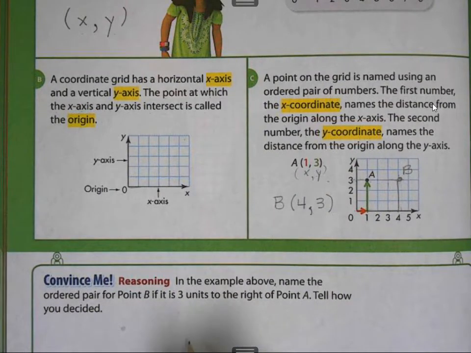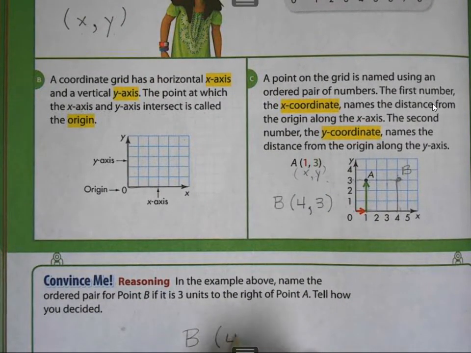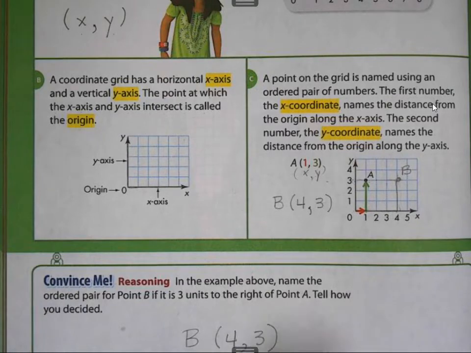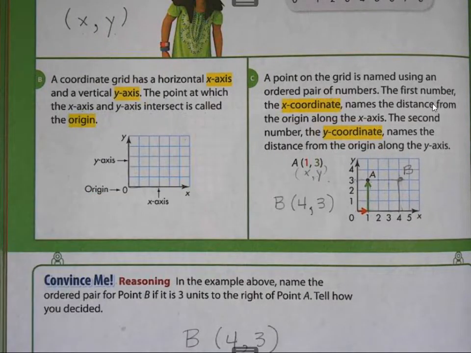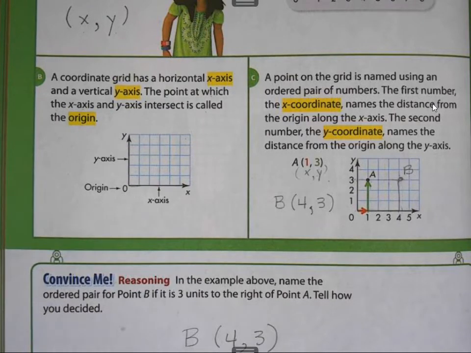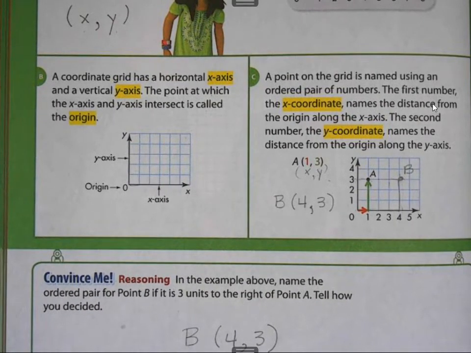All right, so I'll put it down here. B is at 4, 3. All right, pause your video a minute and plot that point. Take any notes that you might want to take. And when you're ready, we're going to start on page 567.